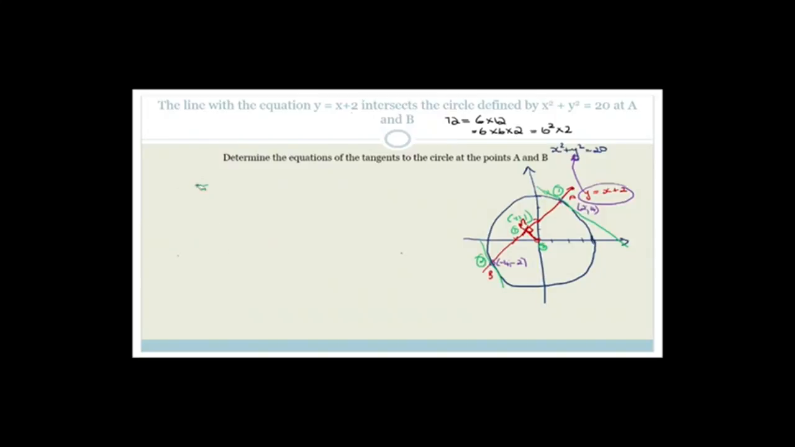Okay, so let's do that. So first we're going to work with A. And we're going to use this blue. So we're working with A.